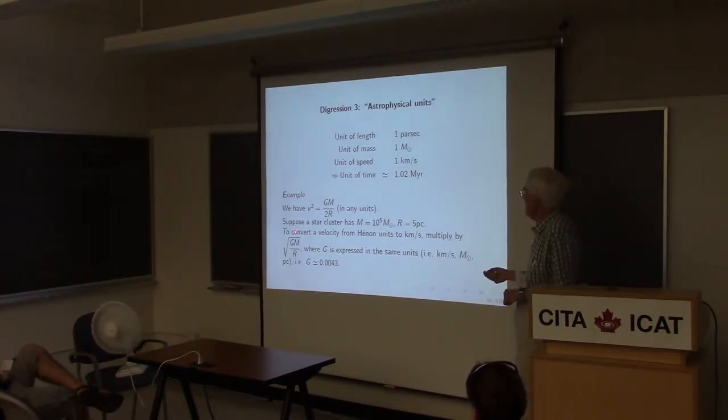So for example, if you want to convert velocity from Hénon units, which is what the N-body code might give you, to kilometers per second, what you've got to do is multiply by this thing here. You'll presumably know for your star cluster what its mass is in astrophysical units, what its radius is in astrophysical units, and then the only thing you need to know is what the value of G is in astrophysical units. I was about 40 when I learned what this value was. It's about 0.0043, and if you use that fact, it'll save you a lot of keying horrible numbers into your calculator in order to do this kind of transformation.